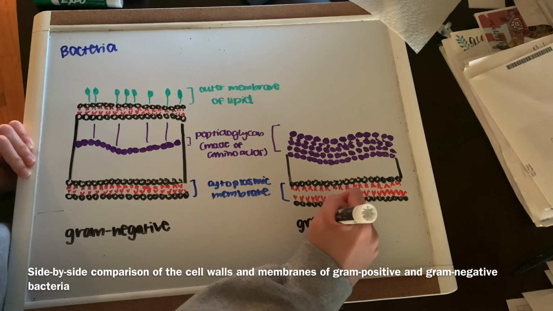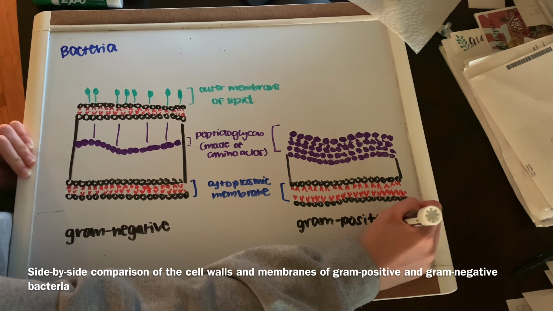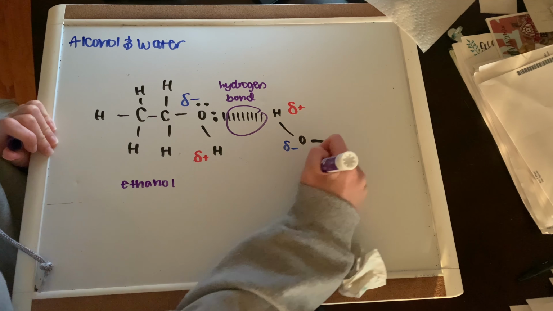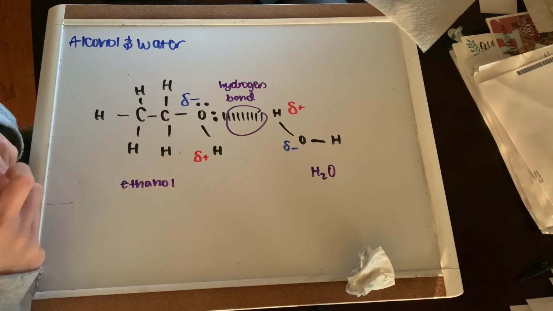Alcohol can also travel through the lipids in the membrane and bond with water molecules, which will end up dehydrating the cell. Here you can see how ethanol and water react to create a new hydrogen bond.